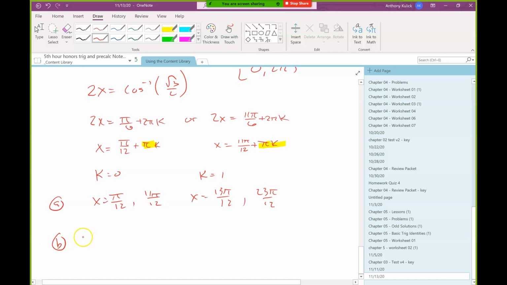My answer for part B we've already found. It's just that piece up above. So we ended up finding this out of order this time because we needed the coterminal piece to find those extra answers for part A.